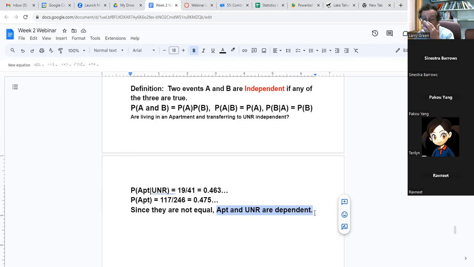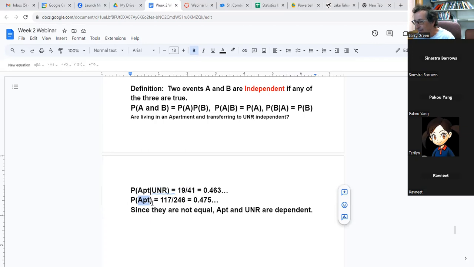Okay, I want to look at this in more of an idea way instead of the equation way also. If you're told someone's transferring to UNR and you want to find out the probability they're going to live in an apartment, that's not the same as if you're not told and you want to find out the probability they're living in an apartment. So if you're given the information that they're going to transfer to UNR, that changes the probability they're going to live in an apartment. Does that make sense? It's kind of an idea. There's a lot of things you can think about. Do you think they're independent or not based on more of the feel?